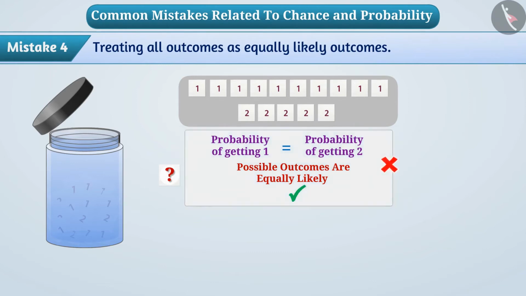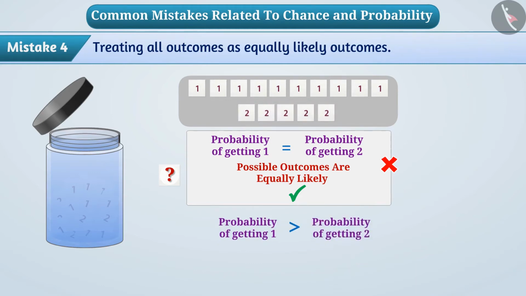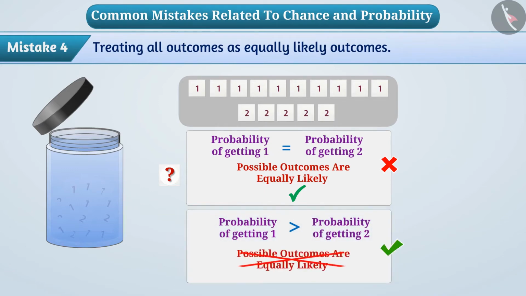But this is a misunderstanding. Here, number 1 is written on 10 slips and number 2 is written on 5 slips. So, the probability of getting 1 is greater than the probability of getting 2. Therefore, the possible results in this situation may not be equally likely.